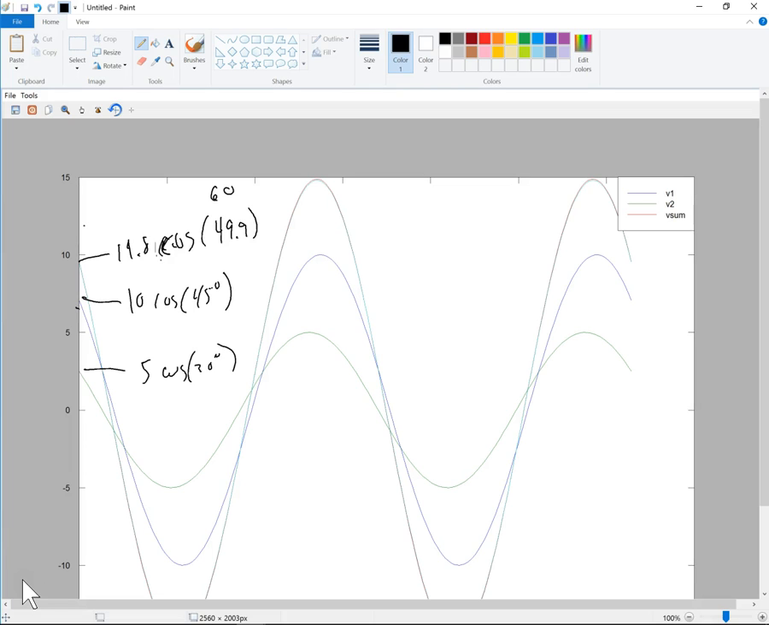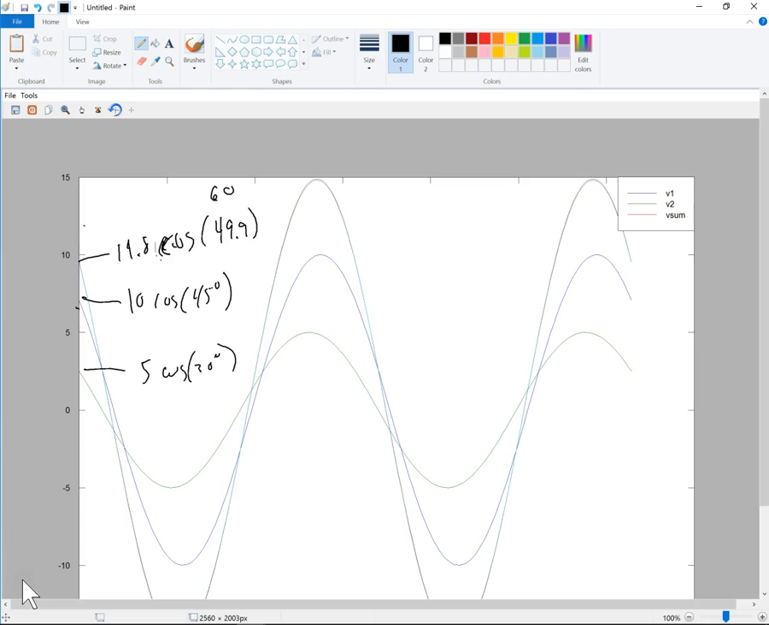Yeah, so the angle, like 49.9, right? Yep. That shifts the graph of the V sum to the right or left, right? Is that what it does? Yeah, if that phase angle was different, then the whole thing would shift to the right or to the left. What the phase angle is doing is showing us where it's shifting relative to the other ones. Okay.